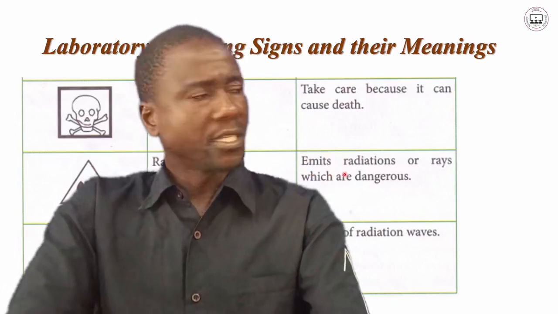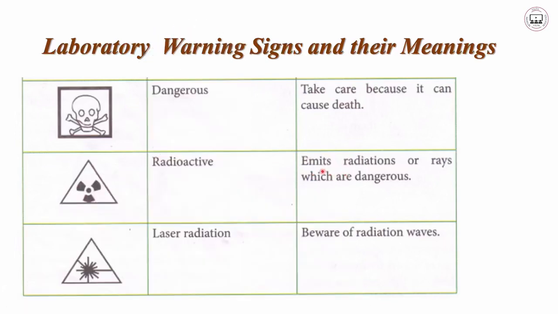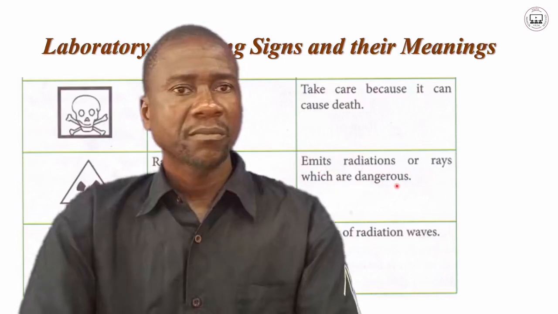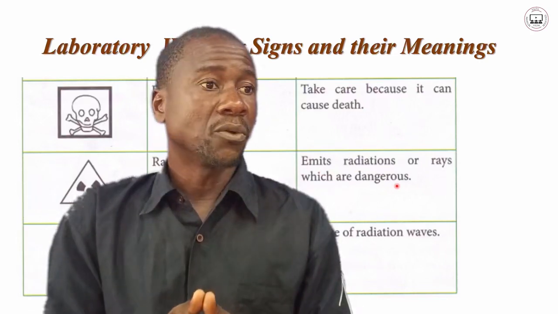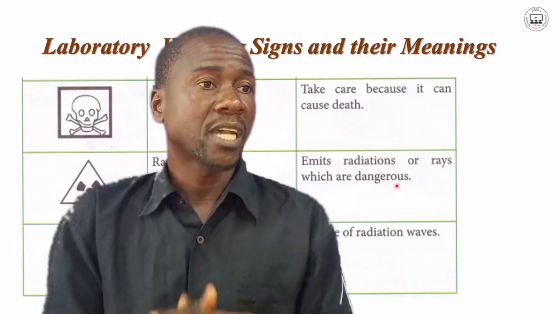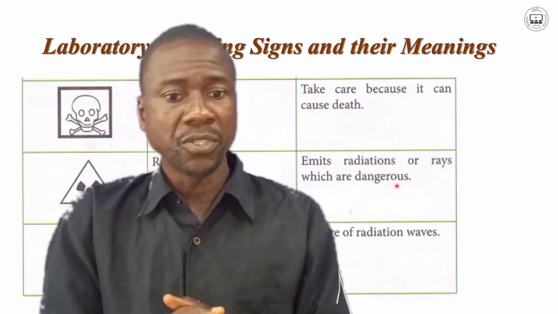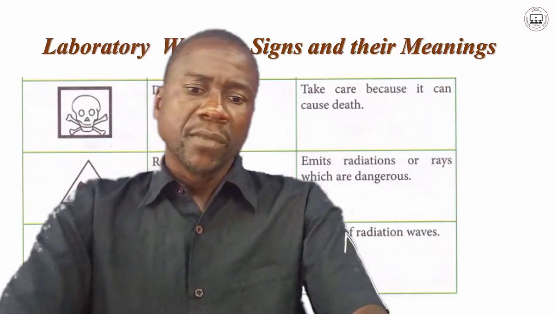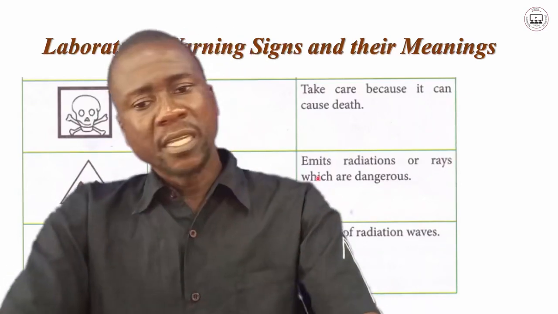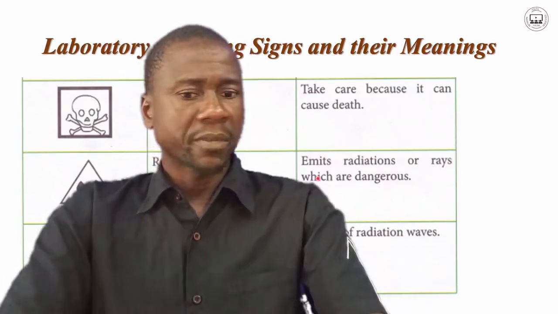This is a sign that it emits radiations or rays which are dangerous. There are so many rays. As you study physics or chemistry, you may also discuss issues to do with rays. So there are so many kinds of rays. You'll come to learn more as you learn physics and chemistry.